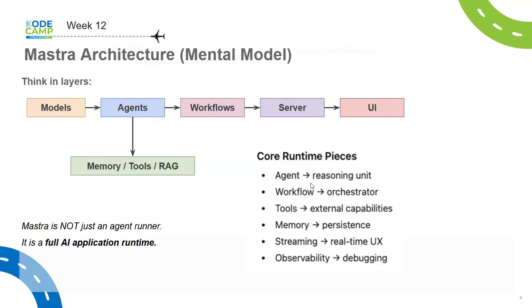Those are the elements, some of the core ones. You have the agent, a reasoning unit that's made up of the LLM, of course, and then the tools. The workflow orchestrates agents. You can make them deterministic, like chains, or dynamic, like ReAct reasoning loops and so on. Then the tools are the external capabilities. Then the memory provides the persistence and conversational history. Streaming ensures that users are getting all the feedback in real time. And then it also has observability.